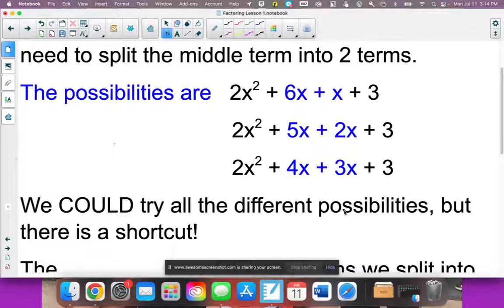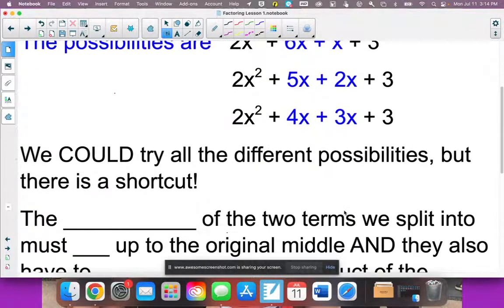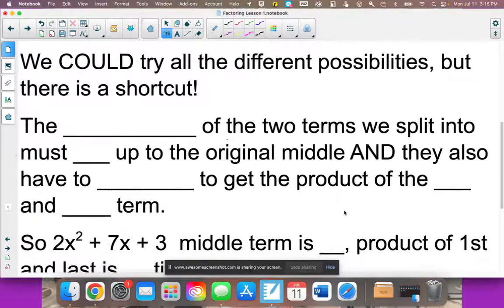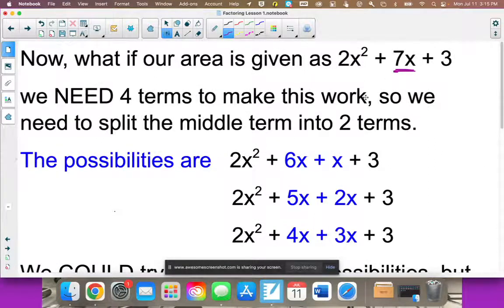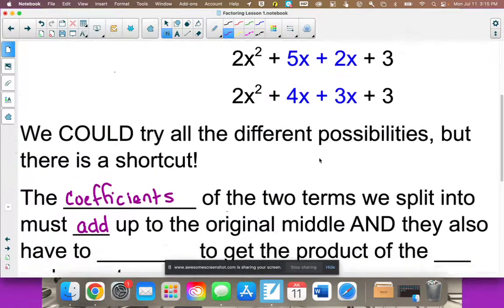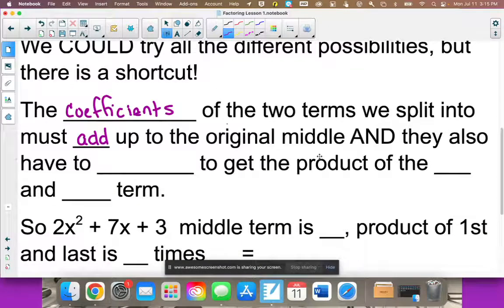Okay, so follow along. If you have to, pause, replay, or whatever, but follow along with the first one. Okay, so the way this works, this is where your vocabulary comes in. The coefficients, right, that's the numbers in front of the variables, of the 2 terms that we split into must add up to get the original middle number. That's kind of a duh, right? That's kind of how we split this up, is what adds up to give us 7. They also have to multiply to get the product of the first and the last term.